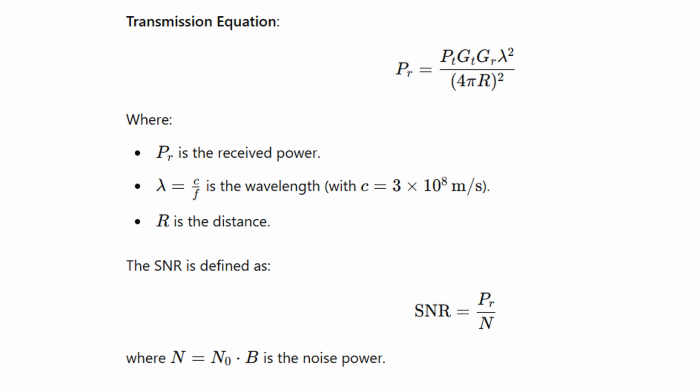Lambda is used in the equation, and lambda is equal to C over F, where the frequency is given. So we can first calculate lambda. We also require the SNR, defined as the signal to noise ratio PR divided by N. PR is not given, but with the help of the signal to noise ratio and N, we will calculate the received power PR. And N is equal to N naught times B, where B is the bandwidth of the modulated signal.